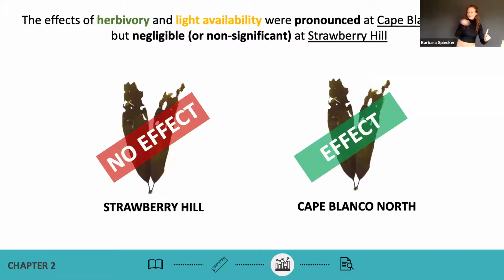Now let's compare those 2 sites, Strawberry Hill and Cape Blanco North, and look at the results. I found that the effects of herbivory and light availability were pronounced at Cape Blanco North, the southern site, but negligible or non-significant at Strawberry Hill, the central site.